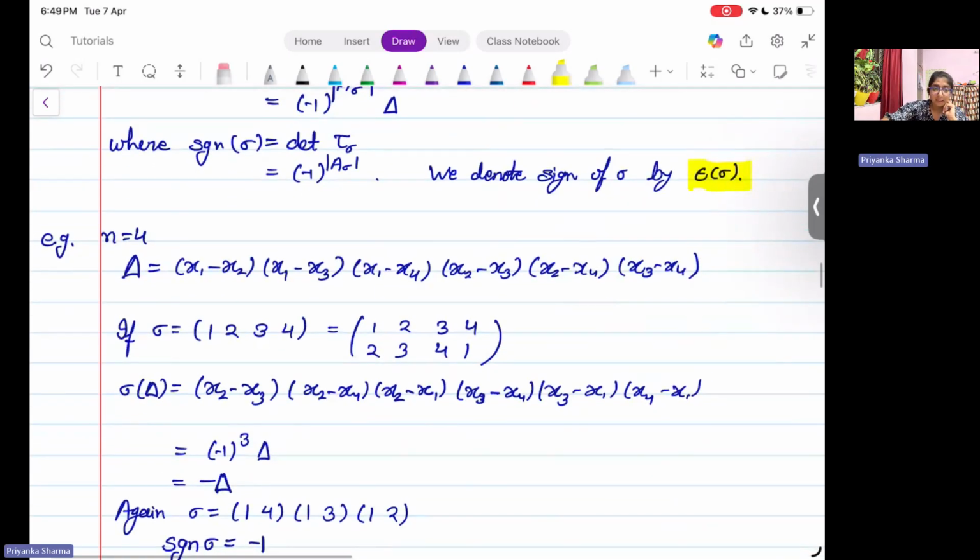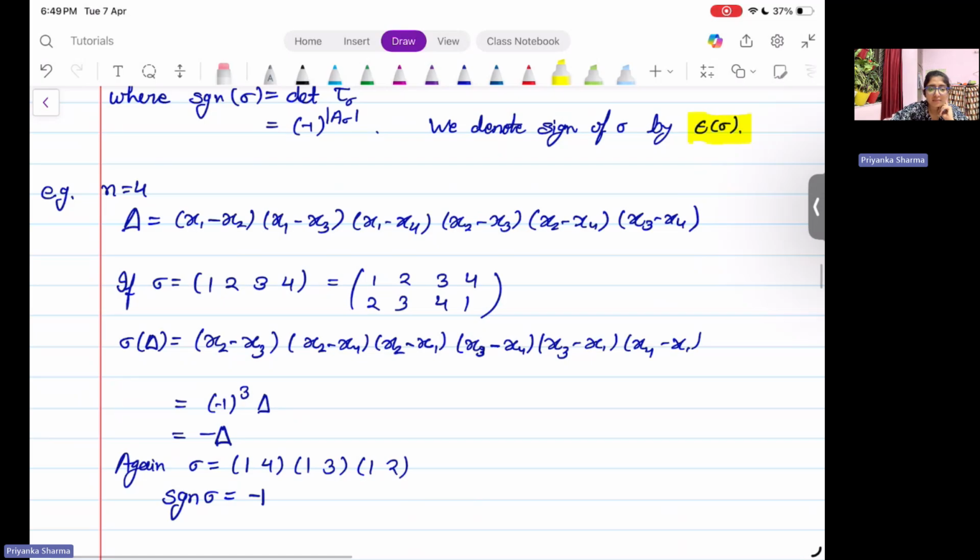So this is an example. Here we have this delta for n equals 4. We write all x_i minus x_j, where i is less than j and i and j vary from 1 to 4, so we have these 6 factors. And if we have this sigma on 1, 2, 3, 4, which can be written in this form, what will be sigma of delta?